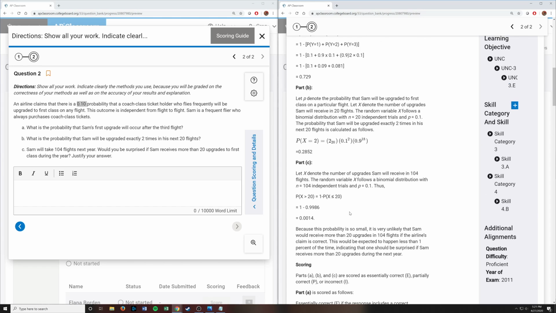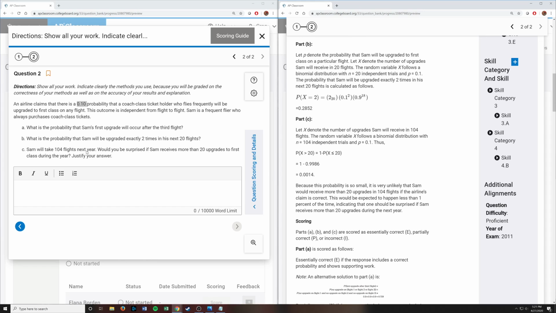Okay. Part C. Sam will take 104 flights next year. Would you be surprised if he receives more than 20 upgrades to first class? First things first. I would rather you leave this blank than to say something like, you know what, I think I would be surprised because 20 seems like a high number. This is not an opinion question. They want you to justify your answer using statistics. Okay, so if you're lost, just for pride purposes, I'd rather you keep it blank than to give an opinion that doesn't have any statistical justification.